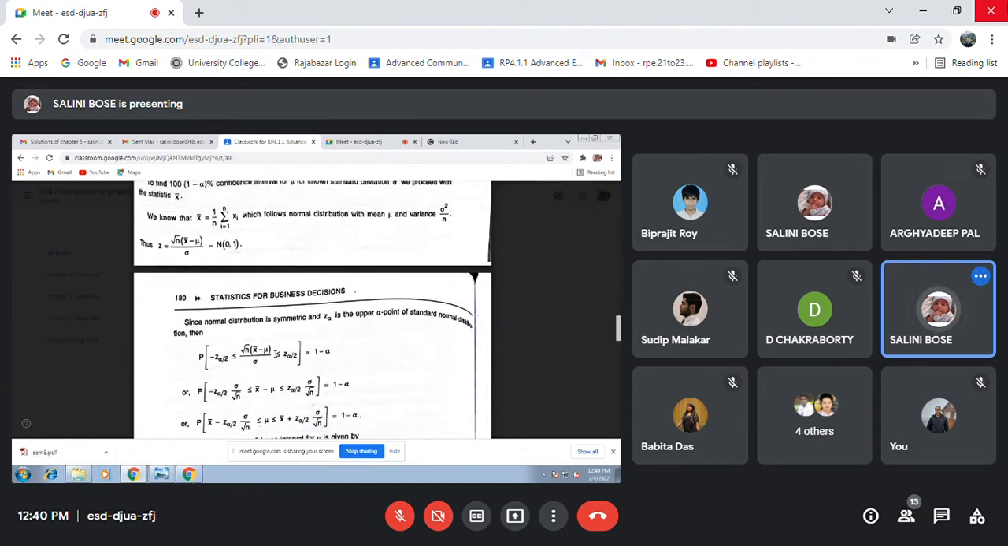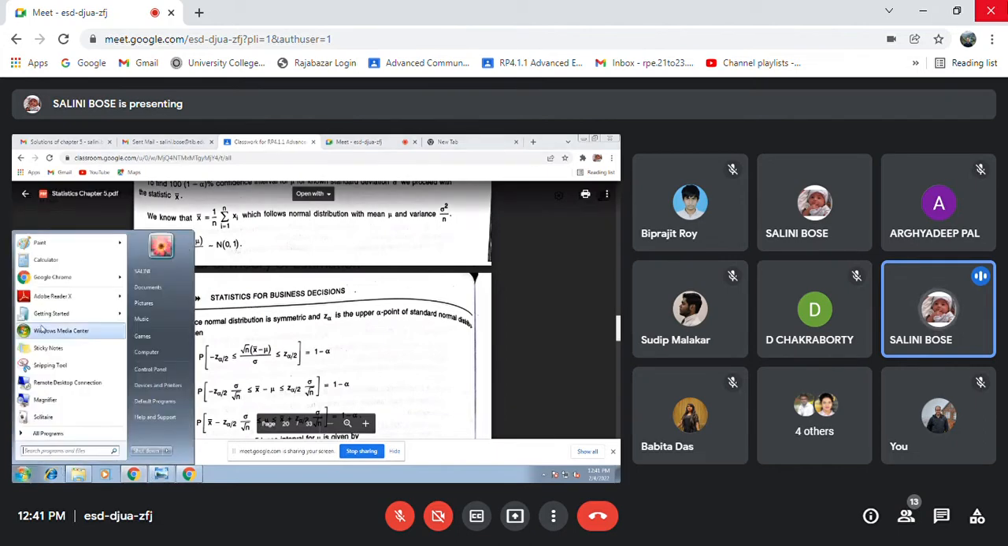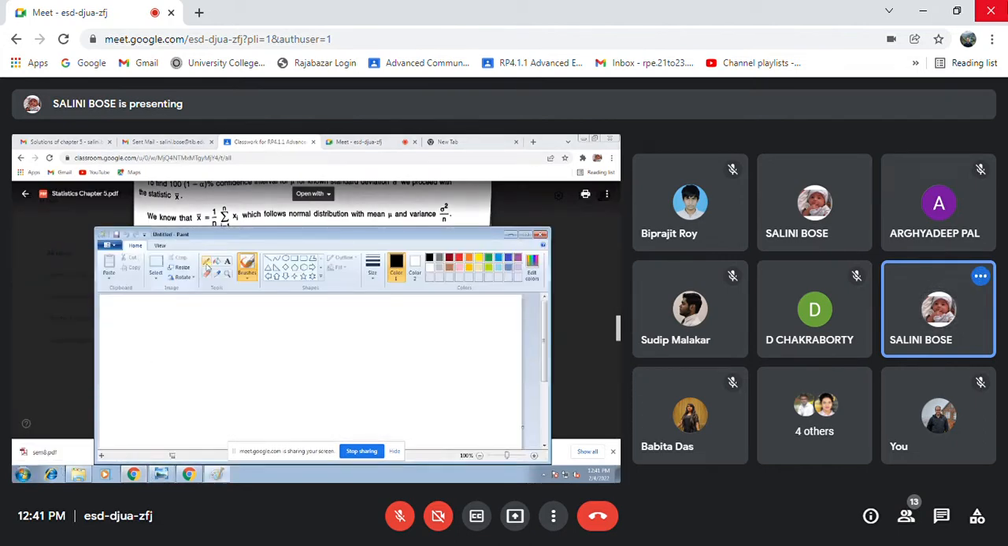Then the probability of the population mean interval will be like this. You will go for the Z interval. Since the normal distribution is symmetric and Z alpha is the upper alpha point of the standard normal distribution, then we can say that this is the Z for a normal distribution.